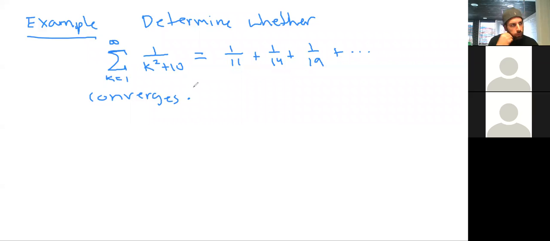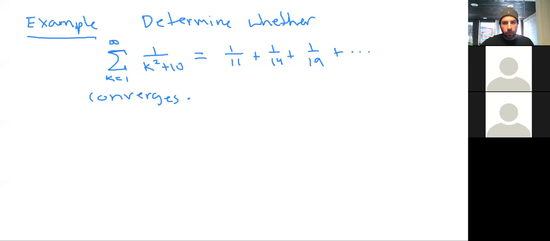Okay, so determine whether this thing converges. What we're going to do is use the comparison test. The reason I'm going to use the comparison test is the following. I am looking at this thing and I'm saying, okay, it looks sort of like 1 over k squared, but it's not. And I know that 1 over k squared does converge. So I am suspecting that this guy converges.